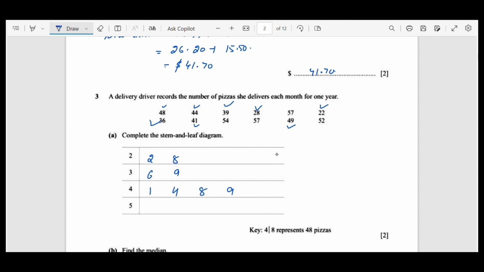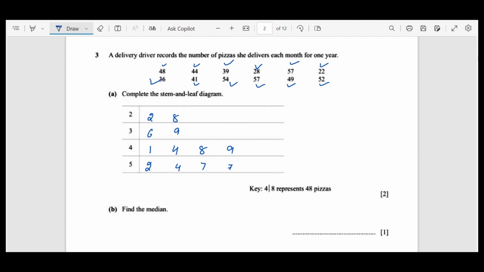Next is 5: 57, 52, 54 and 57 again. Then 52, 54, 57 and 57, right? This will be our answer.